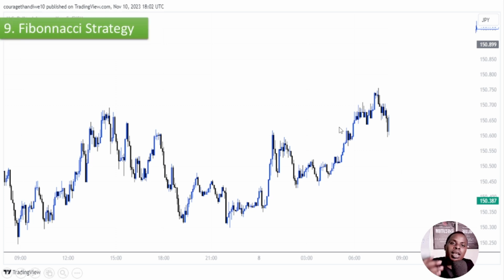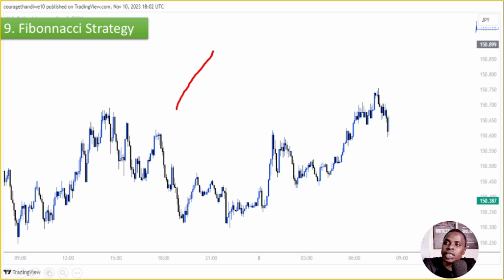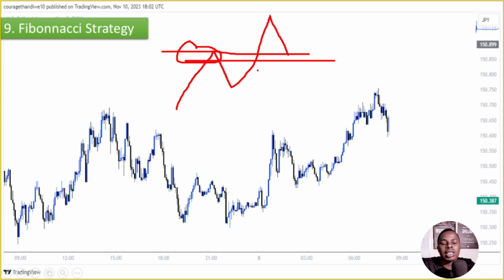Number 9, let's talk about the next strategy, which is the Fibonacci strategy. Now we are starting to use some advanced tools. So we said on the break and retest strategy, we want to see the market push up, break, push up again, and come back into this zone. But what if we want something to confluence this zone, or what if there is no clear zone here? We are just seeing a pullback and we don't know where the market is going to end until it reverses.